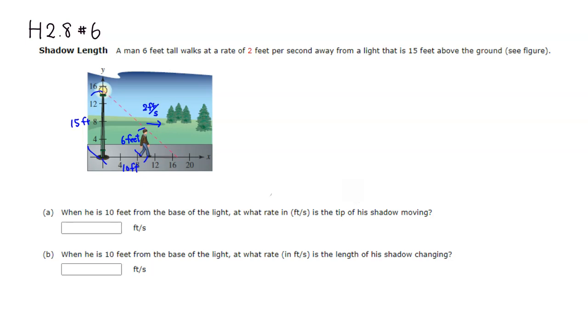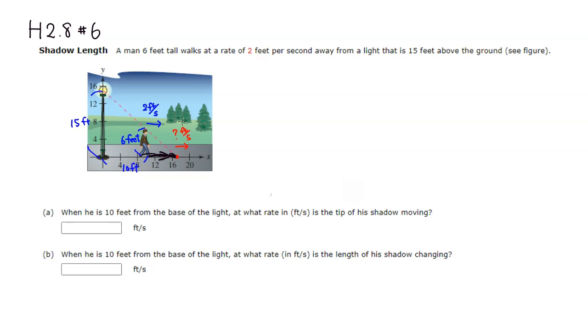So assume that the shadow is going to be over here. So I'm going to draw a shadow. The tip of the shadow is probably right there, so maybe I'll use a different color. That's the tip of the shadow, and that's what we're trying to find. We want to see how fast the tip is moving, in feet per second.